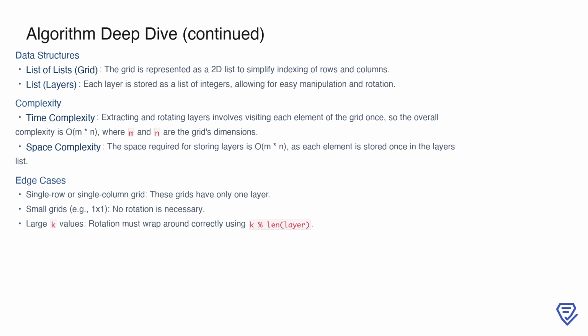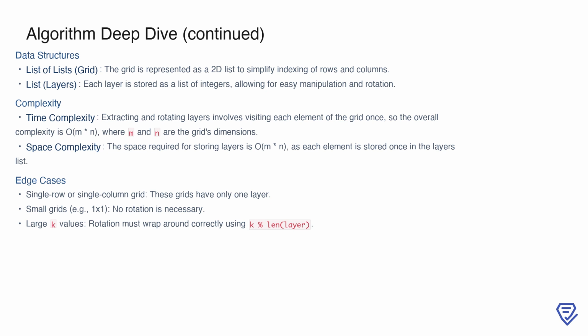After rotating the layers, the next step is to map the rotated elements back into the original grid. For each layer, we replace its top, right, bottom, and left boundaries in the grid with the corresponding elements from the rotated layer. This effectively reconstructs the grid layer by layer. Once all layers are processed, the modified grid is returned as the output.